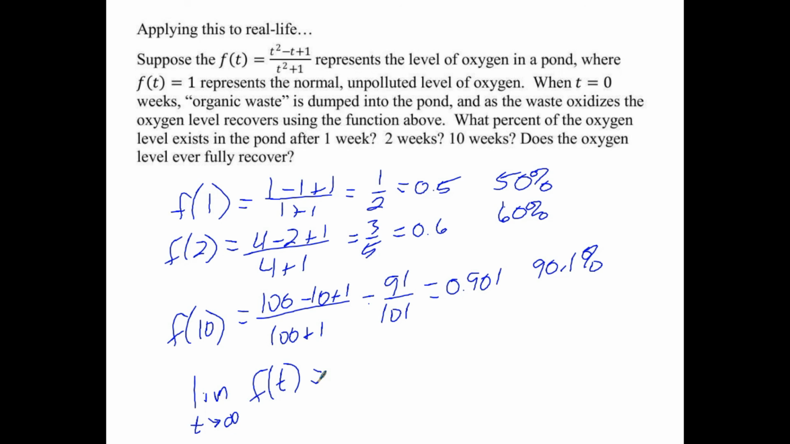The degree of the numerator matches the degree of the denominator, so it's the leading coefficients of the numerator and denominator, which is what? 1 over 1, which is 1, which would be 100%. So answer the question. Will the oxygen level ever fully recover?